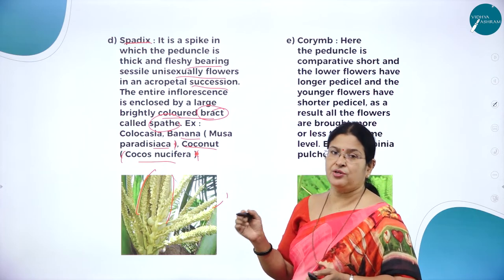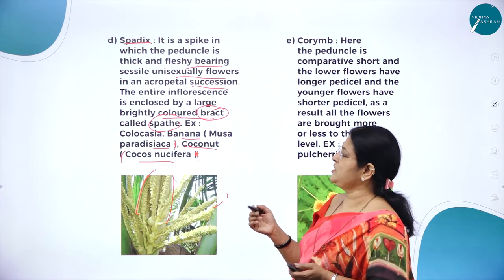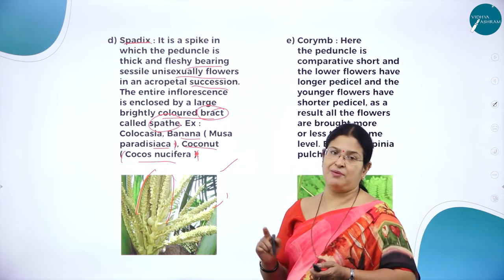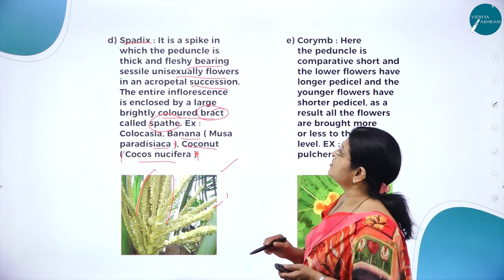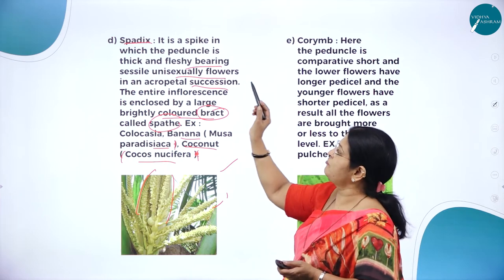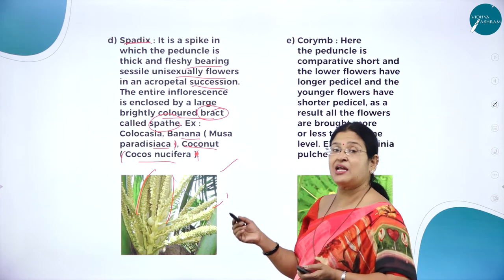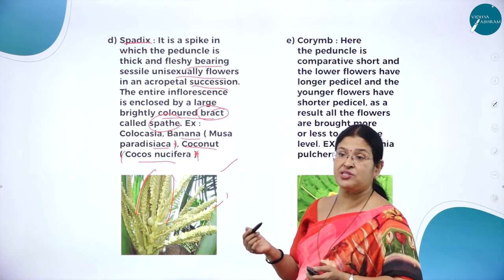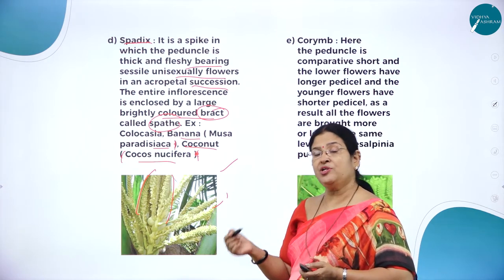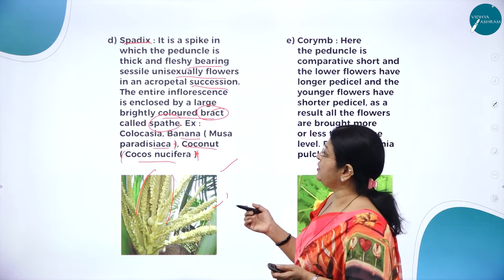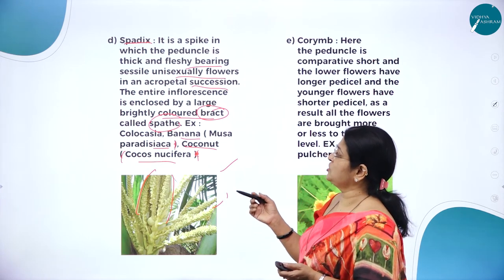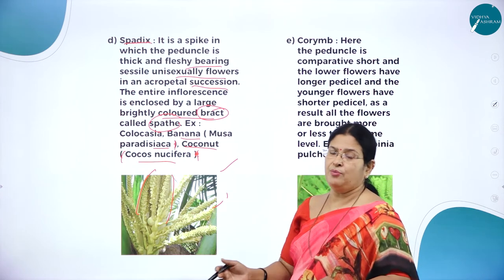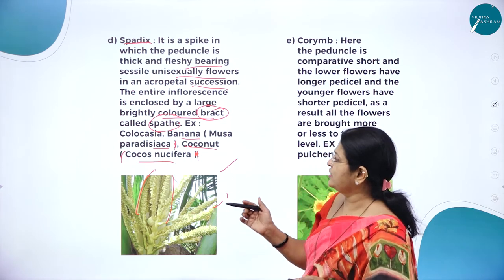So according to the binomial nomenclature, let me explain once again about the spadix. Spadix is a type of racemose inflorescence in which the peduncle is thick and fleshy, bearing sessile, meaning without stalk, and unisexual flowers. What do you mean by unisexual? It is not a bisexual flower. Unisexual means the sexes are separate. In an acropetal succession, the entire inflorescence is covered by a large, beautifully colored bract called spathe.